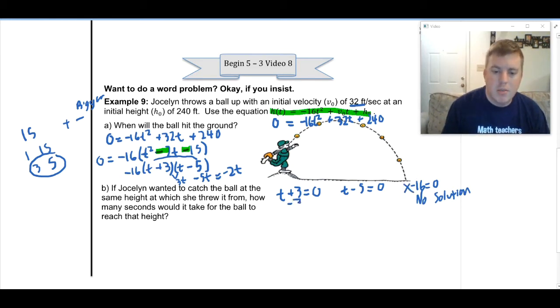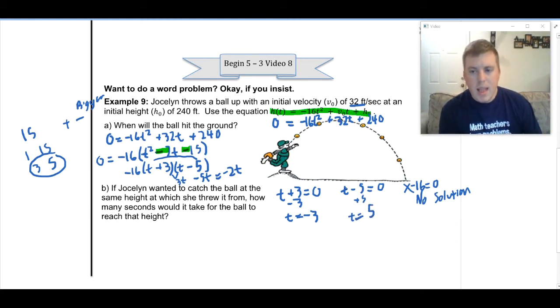Now we would subtract 3 from this one and get t = -3. And we would add 5 to this one and get t = 5. Now, as always with word problems, we have to think about what kind of answers make sense.